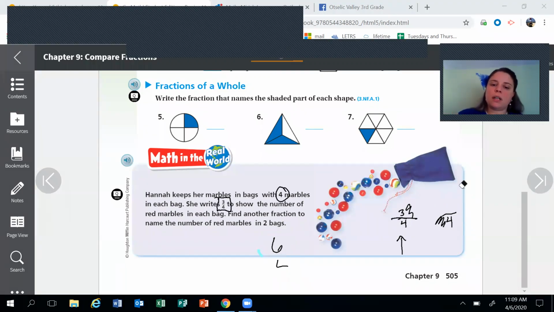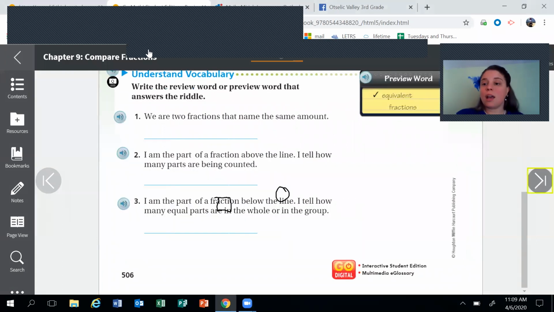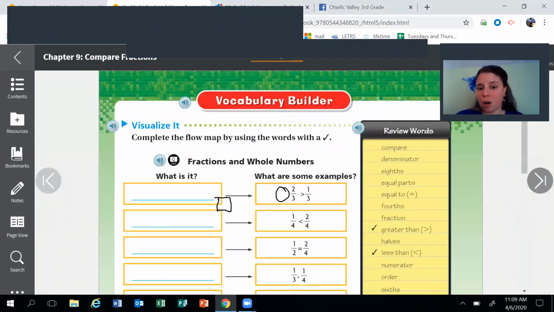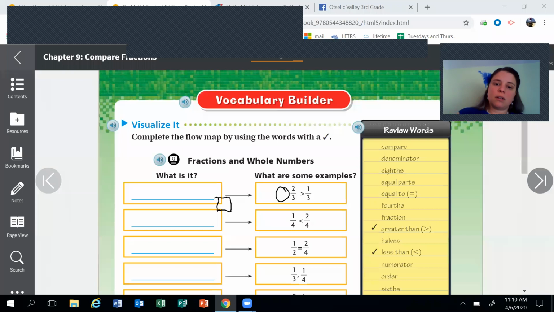All right, so let's move on to the next page. The next page is our vocabulary, so it's actually very important that you follow along on this one. And we just went over the vocabulary a second ago. You guys are gonna do fine on this.